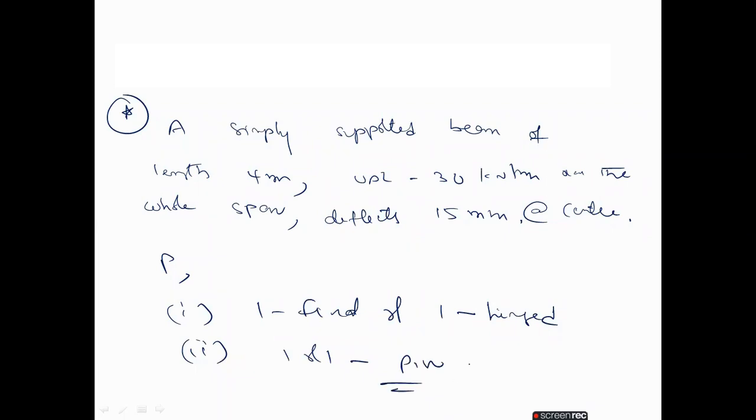So this is the formula. Anyway, I will write clearly. So here, if you observe, it is a simply supported beam. The length is 4 meters and the load is a UDL, uniformly distributed load, of 30. And if you observe here, it deflects 15 mm. Okay, we have to calculate the crippling load.